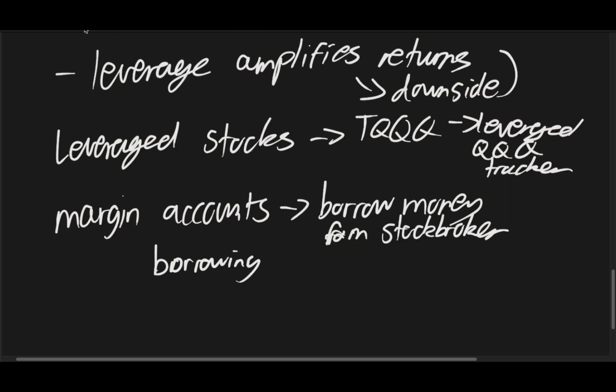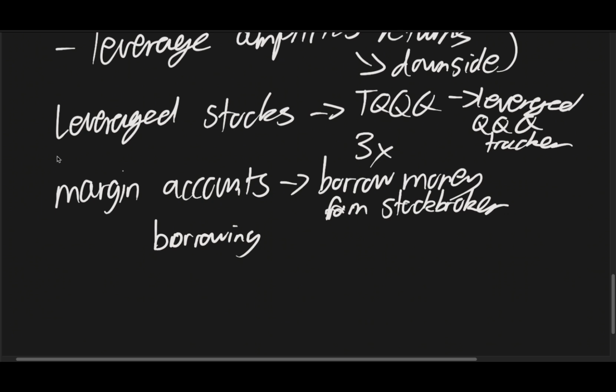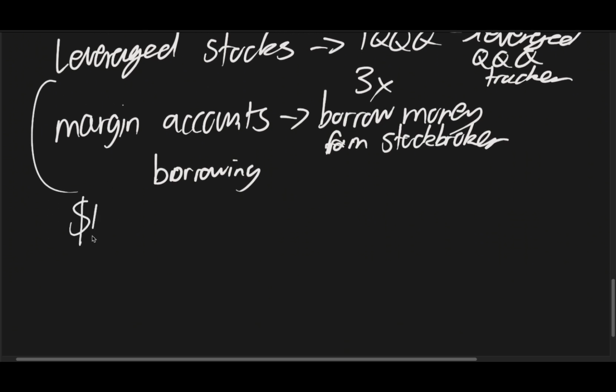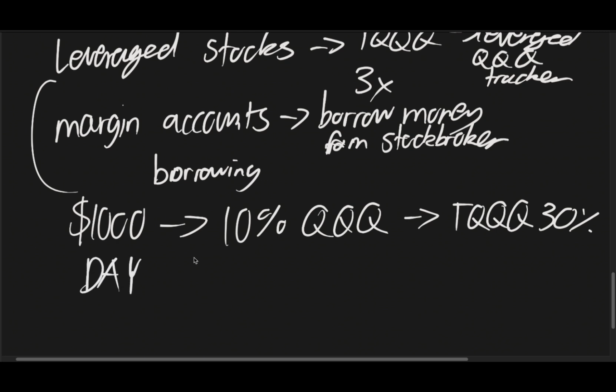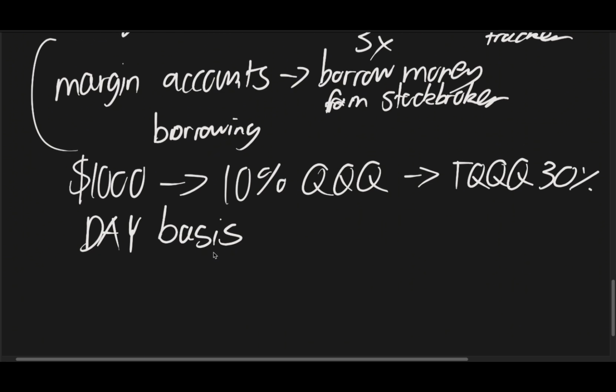Let's say the leverage on TQQQ is 3 times. So if you put in $1,000, if the original QQQ goes up 10%, your TQQQ would go up 30%. And this is on a day basis. This is important. This is on a day basis. I'll show you why later this is important.